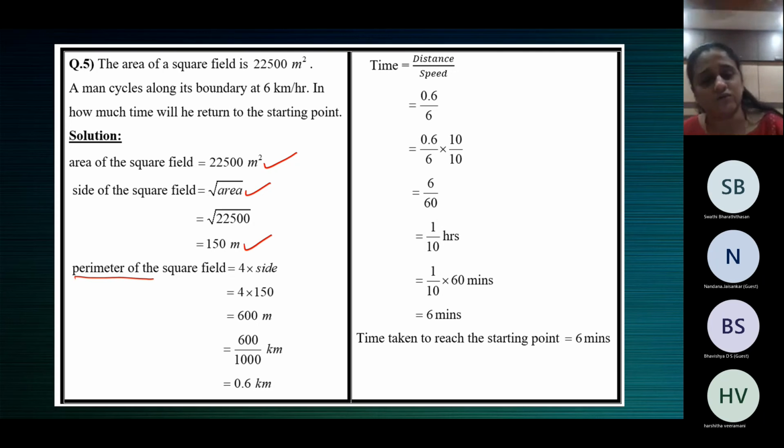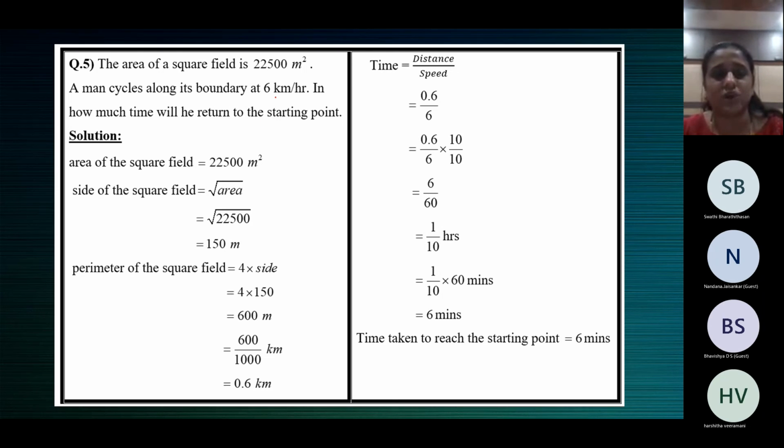Perimeter of the square field is equal to 4 into side, so 600 meters. Now we convert meters to kilometers. Why? Because this perimeter is nothing but the distance he has cycled, and you're going to find the time taken, that is, how long he takes to make one round along the boundary of the square field. That is what you'll have to find.